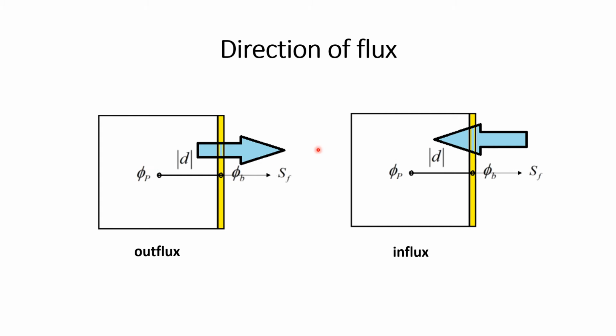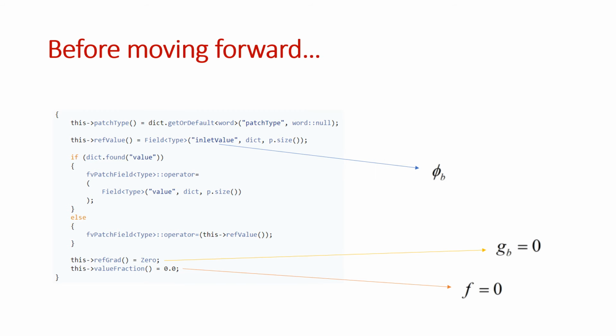See, the outflux direction is in the direction of this Sf, that is the surface area normal, and this is in the opposite direction while it is an influx. This is called the reverse flow. Okay, so yes, let's move forward.